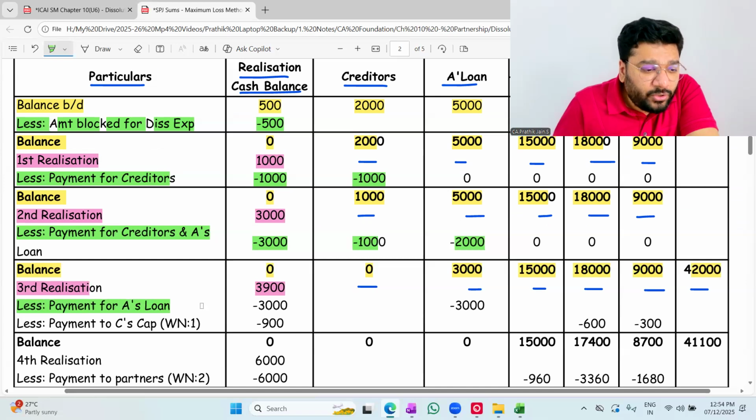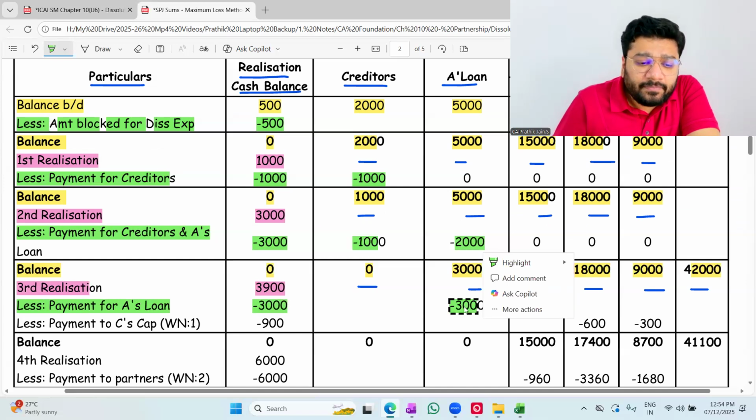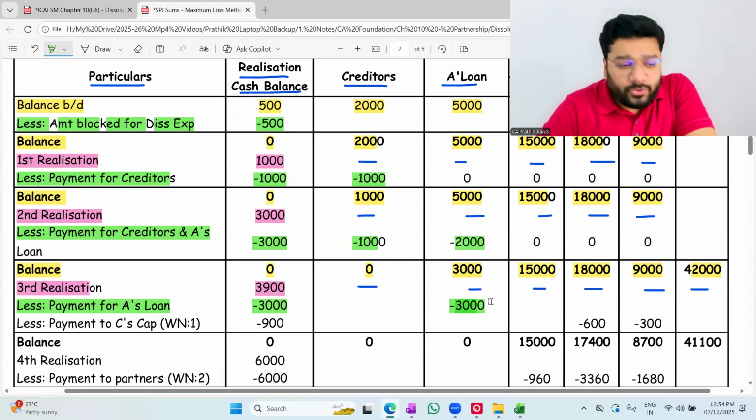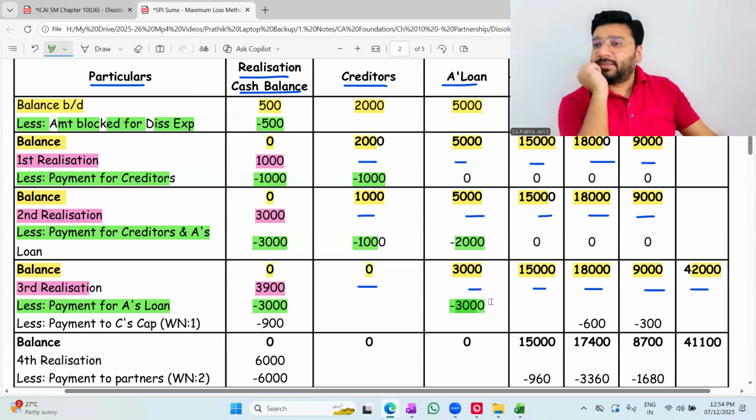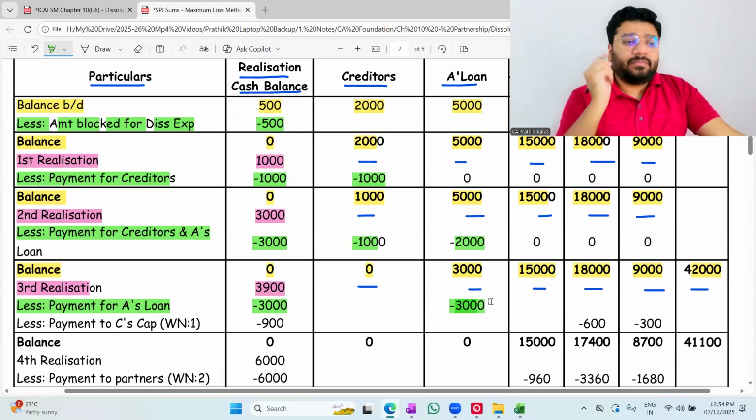Less payment for ACE loan 3,000. Now your ACE loan balance has become 0. Now, what is the cash balance? 900. Now the question is, this 900, to whom should I make the payment?